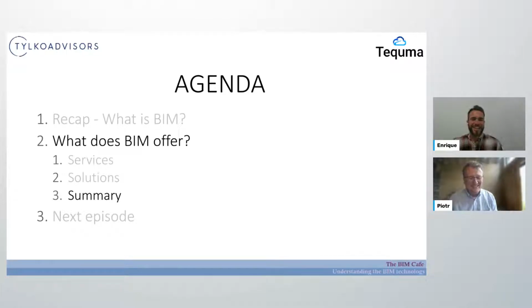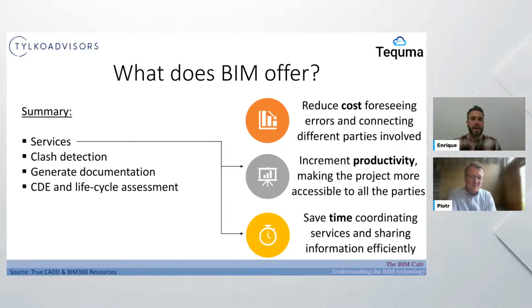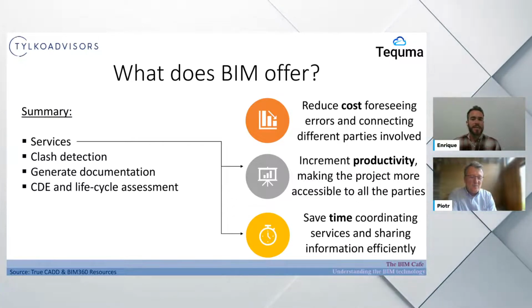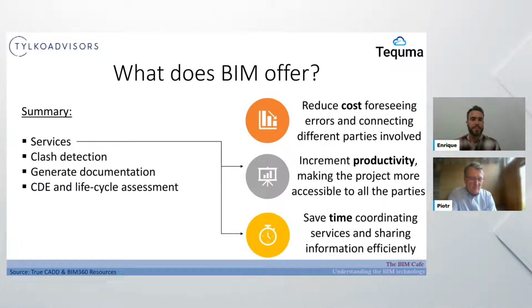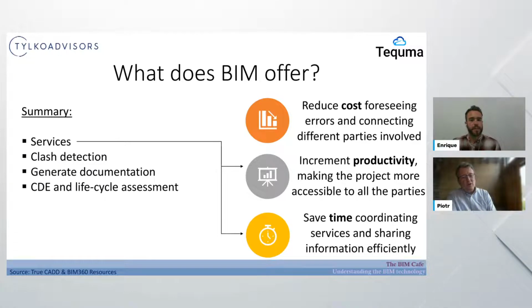Thank you. The last point of the agenda is to make a small summary about how these services and solutions can affect my business in general and my projects. I listed them here on the left side of the screen. For example, all the services, architectural, structural, MEP, telecommunications, and so on, can of course increase productivity because, as we talked about coordination, it makes the project accessible to all the parties. So between them, they can collaborate and increase the productivity and efficiency of the project. And also save time because that coordination is efficient information sharing, working also as the CDE.